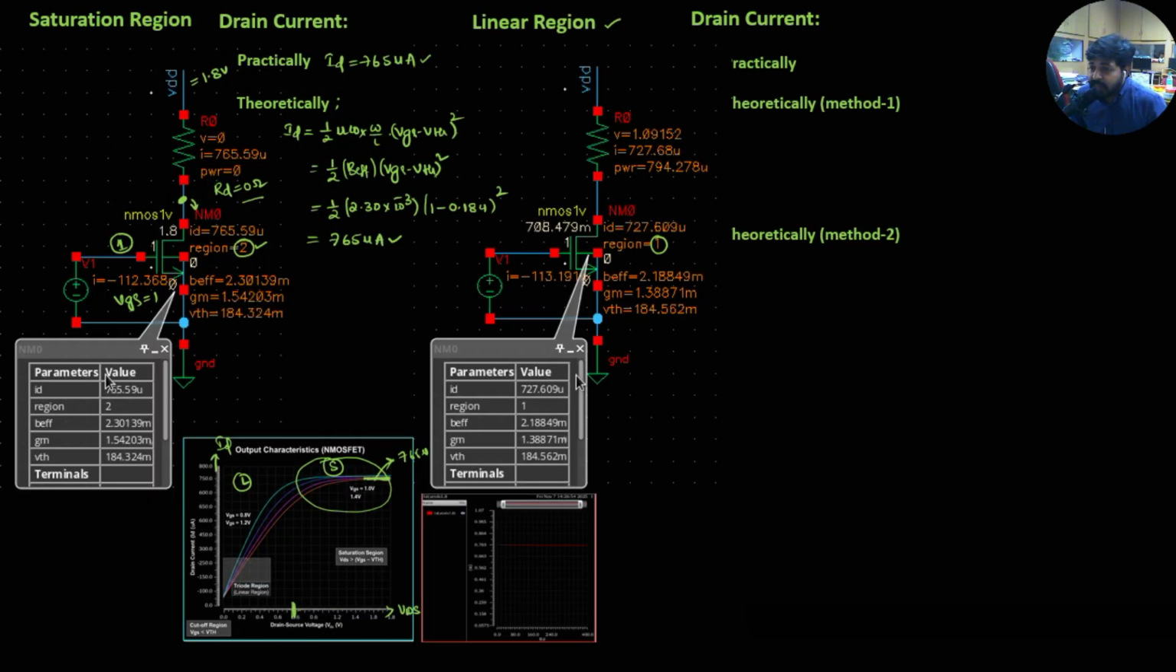So that's what we practically check. Here we are expecting the transistor to conduct this much current to operate in the saturation region. Instead, when RD of 1.5 kilo ohms is connected, a huge value of resistance is connected, so the transistor went into the linear region. That's what I can observe over here with the notation.